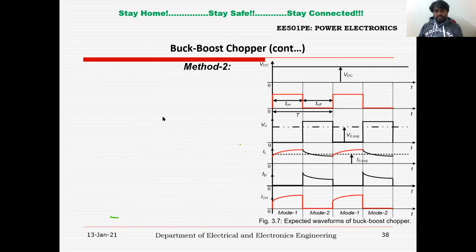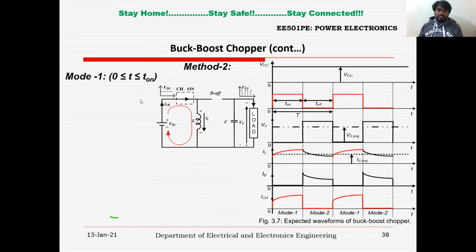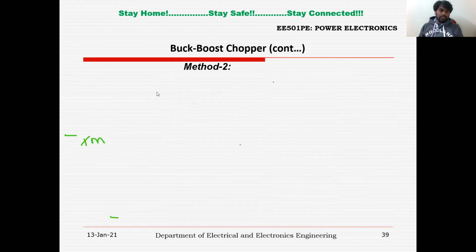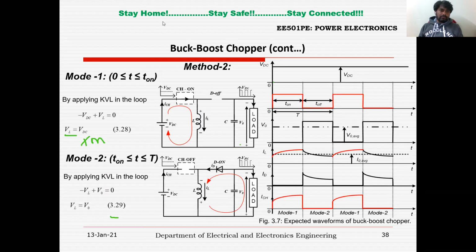You can also derive the same expression using method 2. So this is the equivalent circuit during mode 1, as already we have discussed. If you apply KVL, you will get the voltage across the inductor as this much. This is during the T on time period. Similarly, in mode 2, this is the equivalent circuit as we had already discussed, and if you apply KVL in this loop, you will get the voltage across the inductor as V0, and this is during the T off period.